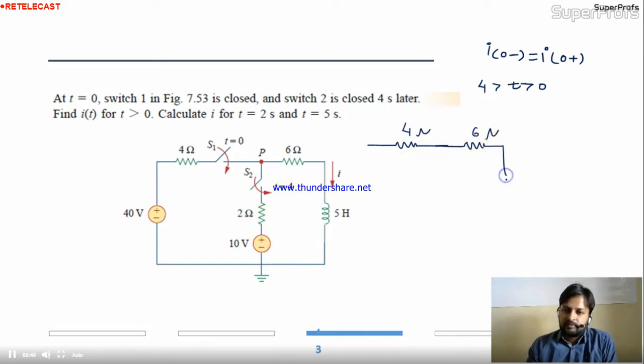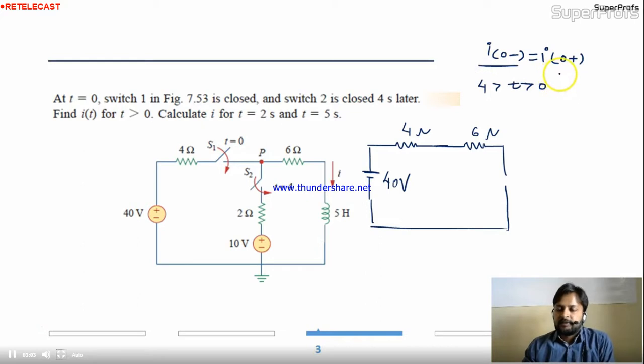6 ohm and, wait a minute, 40 volt. So the current I0 minus is 0, right? So I0 plus will be the same. 0. Current is 0 means it's an open circuit. It's an open circuit. But this is at t equal to 0 plus.